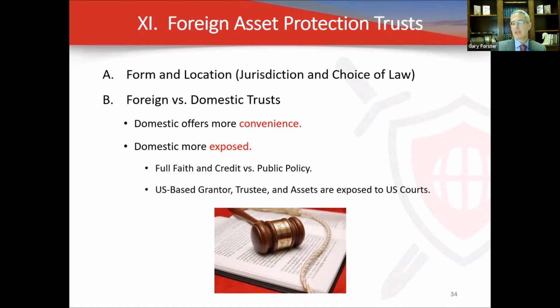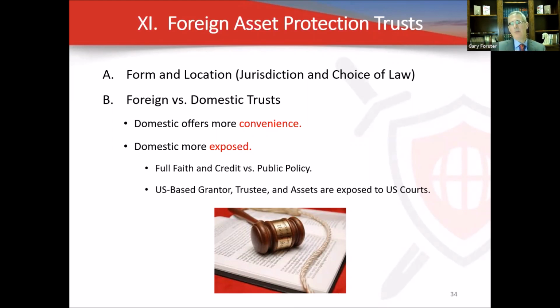And the foreign is extremely protective, but it's not domestic. It's not as easy to deal with. It's not as convenient in some circumstances to deal with. And we almost always recommend that you keep a portion of the assets offshore. The assets in a foreign trust offshore are not within the jurisdiction of a U.S. court. It's unbelievably protective, but there's a lot of exoticness to it.